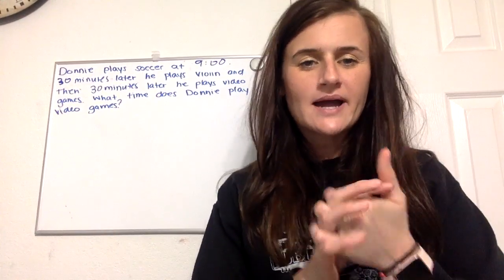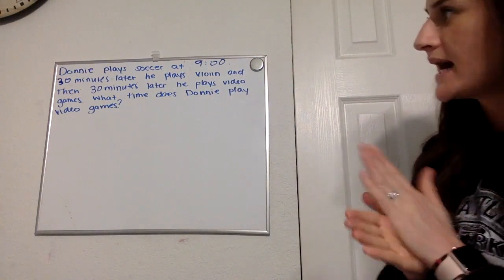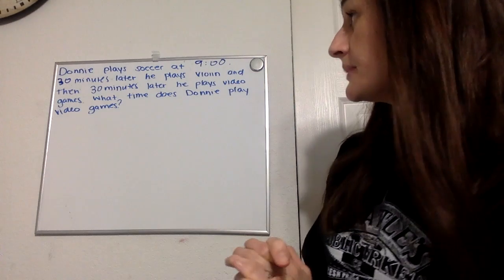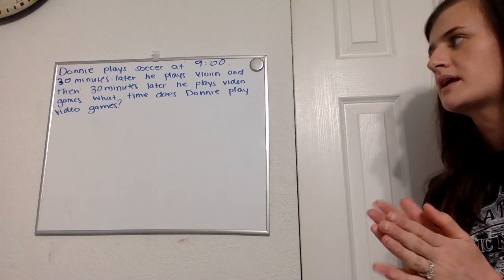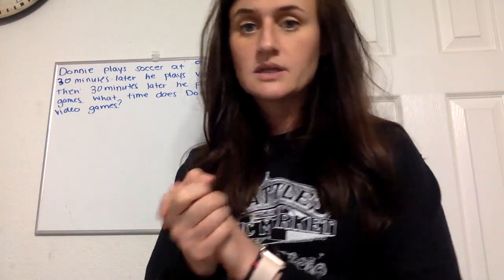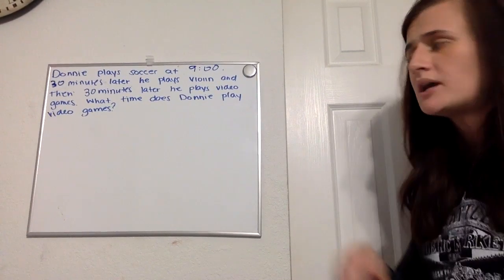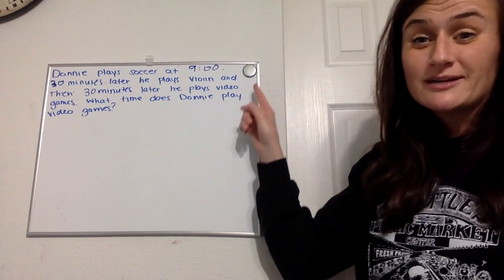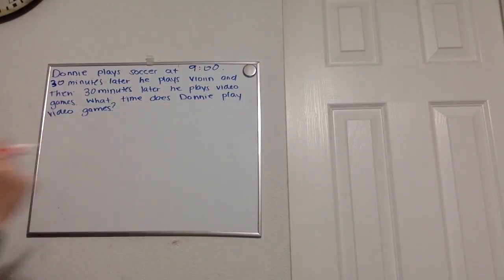Hey, second grade, welcome back for our next word problem. So our word problem now says, Donnie plays soccer at 9 o'clock. 30 minutes later, he plays violin, and then 30 minutes later, he plays video games. What time does Donnie play video games? So let's do CUBS really quickly, and I'm going to show you that same strategy, but using it with a different pattern, because as you probably already heard, we're talking about 30 minutes this time instead of whole hours. But it'll still be simple.